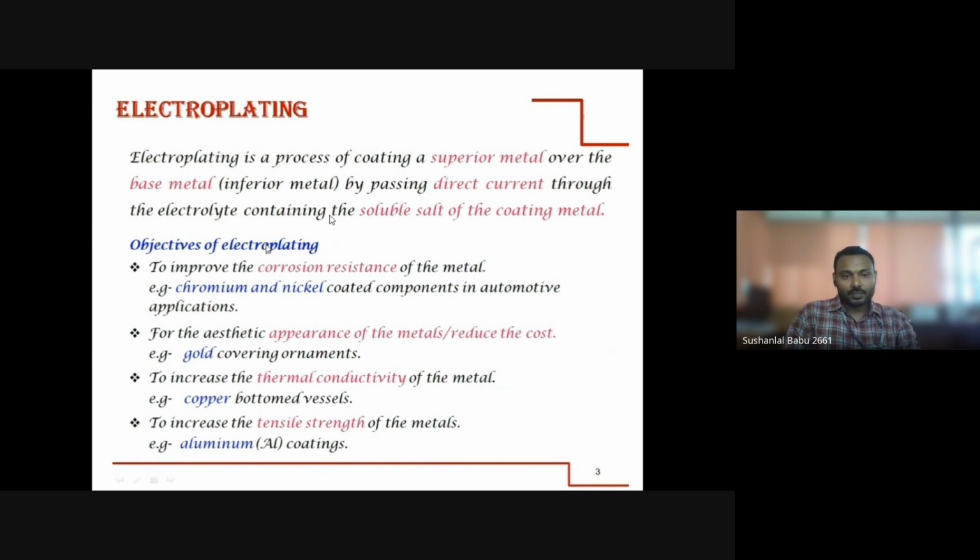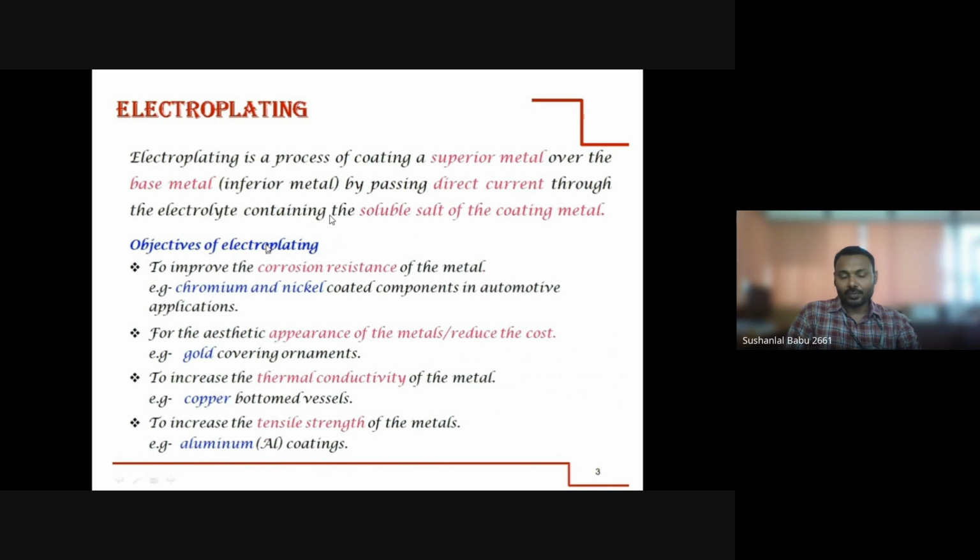Then, what are the main objectives of electroplating? So there are some certain objectives. One is corrosion resistance. We need to improve the corrosion resistance of the metal. For that, we use chromium and nickel coated components. We have seen chromium coated, nickel coated components in automotive applications in cars, bikes. We coat chromium for protecting it from corrosion and for aesthetic appearance.